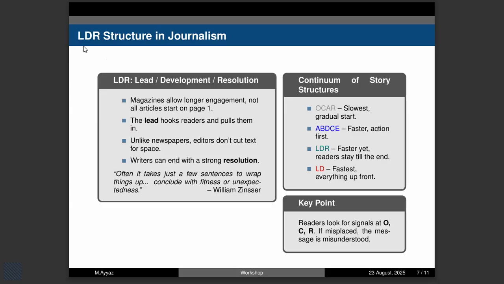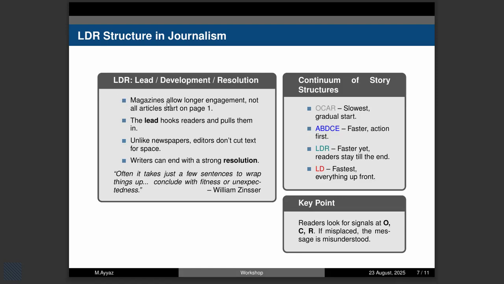The next structure is the LDR structure. It is also for an impatient audience, but the audience targeted by this structure is more patient than the audience targeted by the ID structure. It describes the story in lead, development, and resolution, and it is adopted by most writers who write articles for different journals that target the general public.